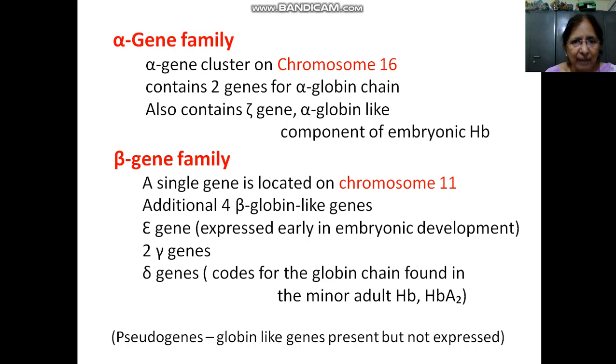Something about the alpha gene family and beta gene family. The alpha gene is found on chromosome 16, having 2 genes for the alpha globin chain, and it also contains the zeta gene. The beta gene family has a single beta gene located on chromosome 11, with an additional 4 beta globin like genes: 1 epsilon gene, 2 gamma genes, and 1 delta gene. And there are some pseudogenes, which are globin like genes. They are present but are not expressed as protein.